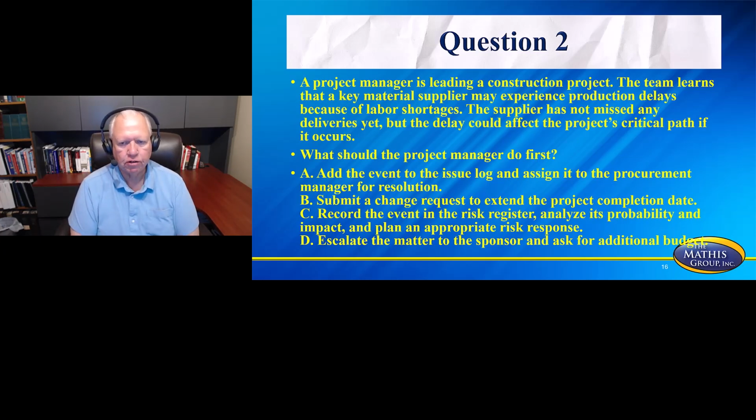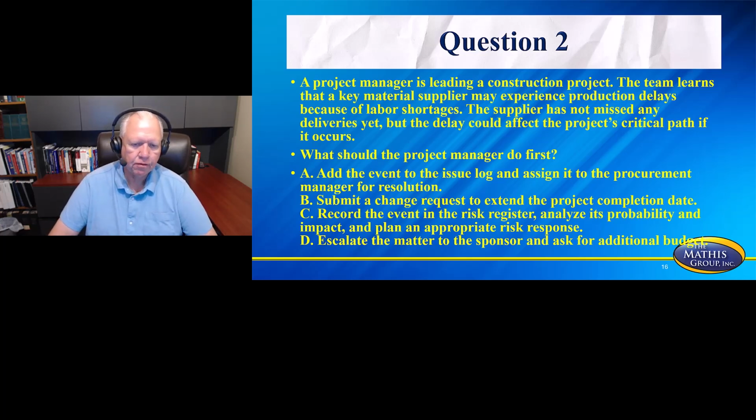A project manager is leading a construction project. The team learns that a key material supplier may experience production delays because of labor shortages. The supplier has not missed any deliveries yet, but the delay could affect the project's critical path if it occurs. What should the project manager do first?